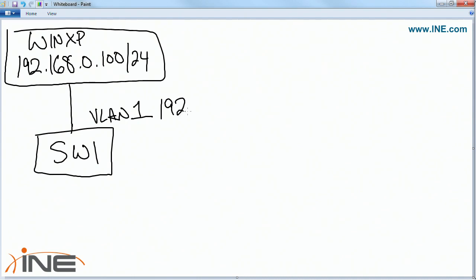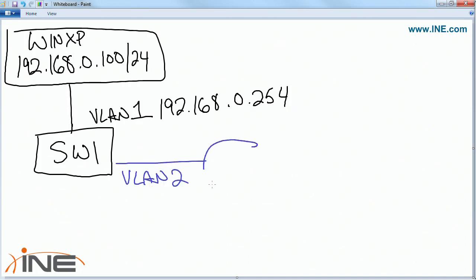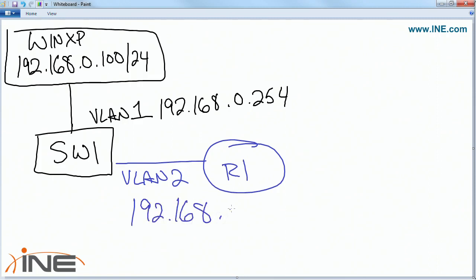And I'm going to give this an address. Let's say 192.168.0.254. The switch is then going to have a different VLAN. We'll say VLAN 2 that's going to router 1. This is going to now be in a different IP network. So we're going to change router 1's address to 192.168.1.0. The switch is going to have both of these interfaces running IP. One of them for VLAN 1, one of them for VLAN 2.